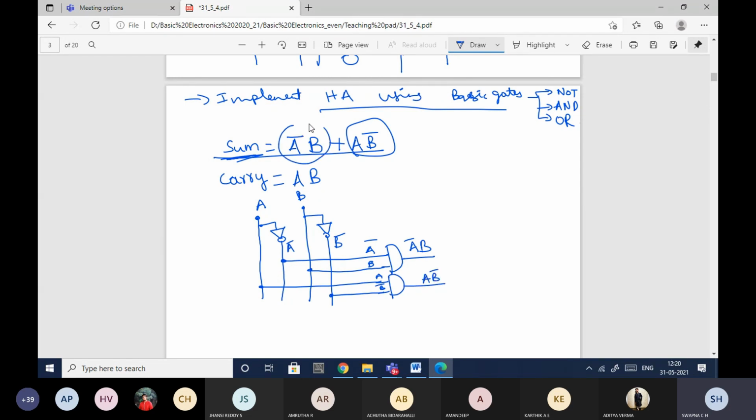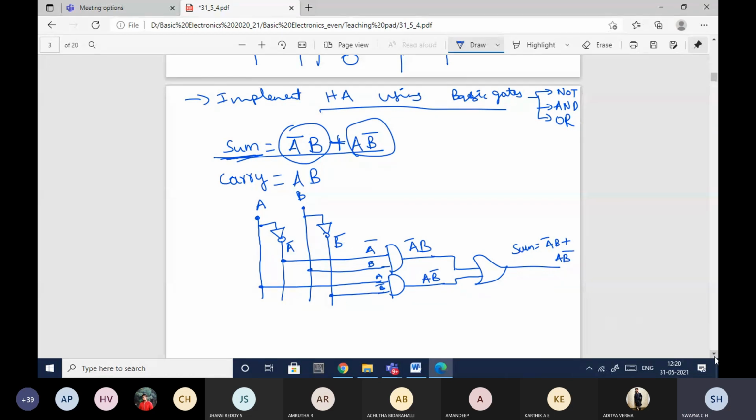Now I've got this, and I need a plus in between, so I will give it to the OR gate. The OR gate output will be equal to this input plus this input. So sum is nothing but A bar B plus A B bar. Here I've got sum.